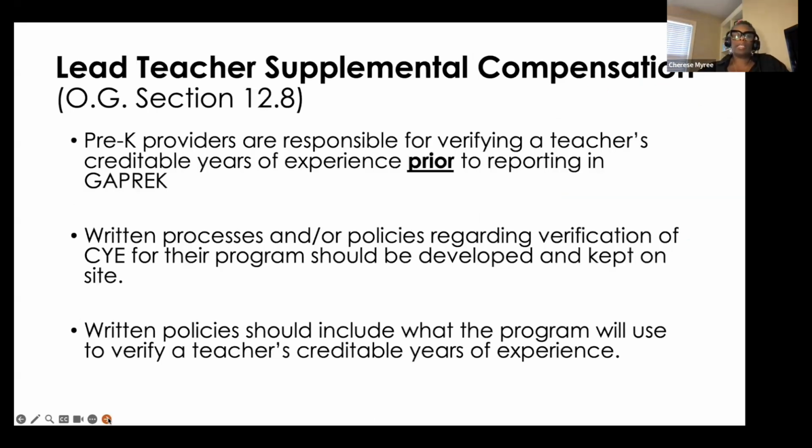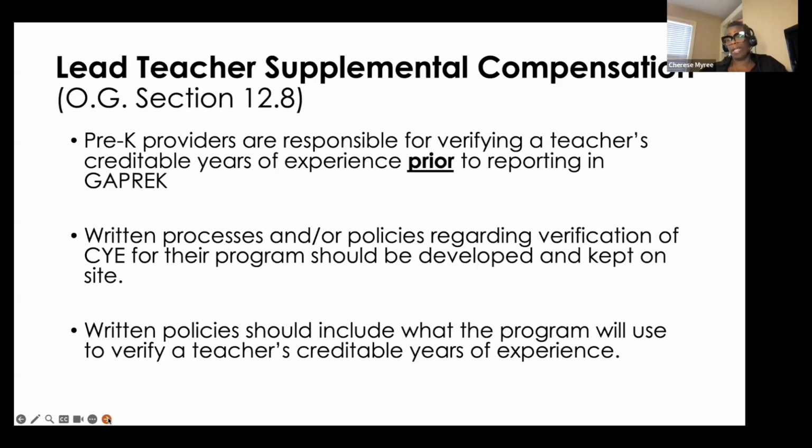And some more things to keep in mind is that you're responsible for verifying the teacher's creditable years of experience prior to reporting it in Georgia Pre-K, right? So to do that, you should have some written process or policies on file on how you're going to verify that CYE and what you're going to use to verify a teacher's creditable years of experience. And you're going to be paid based on this information.